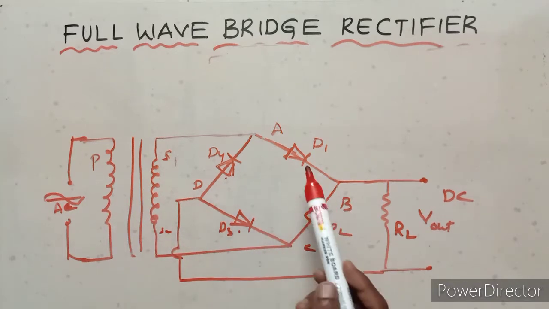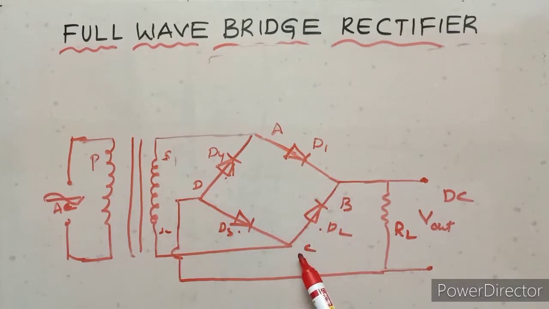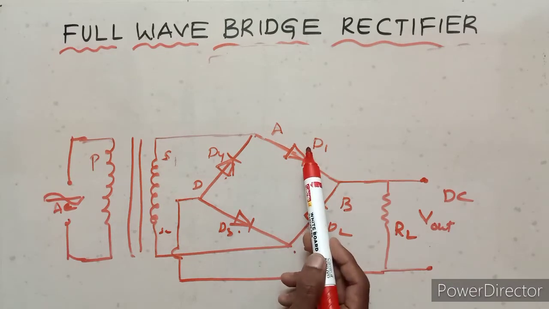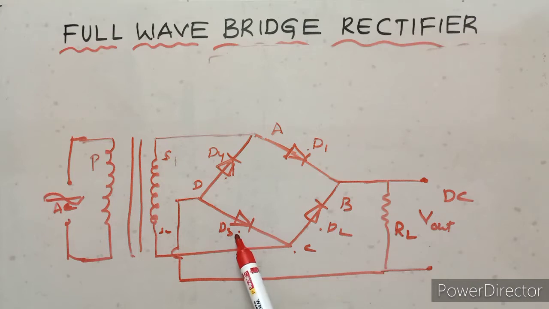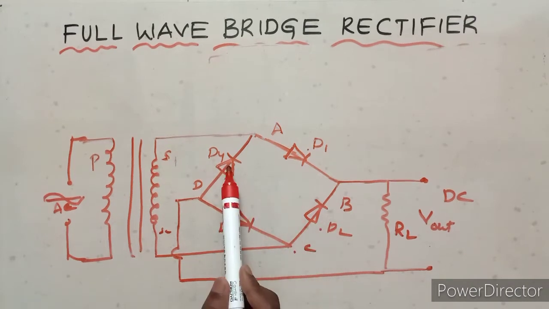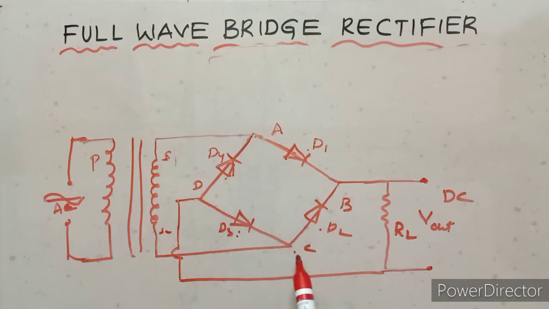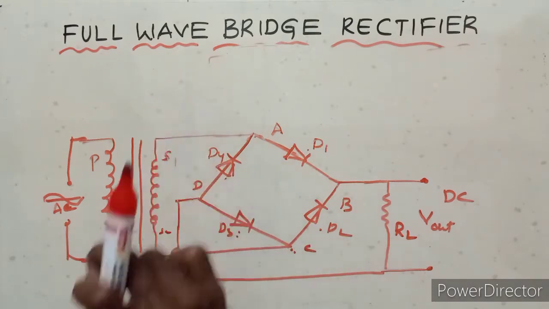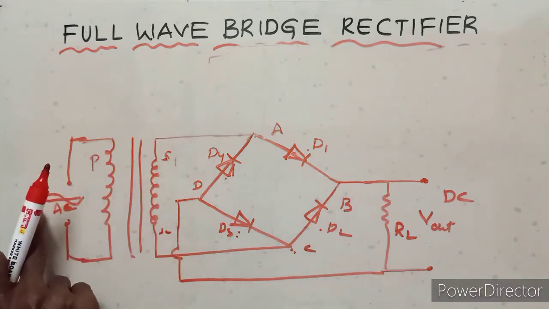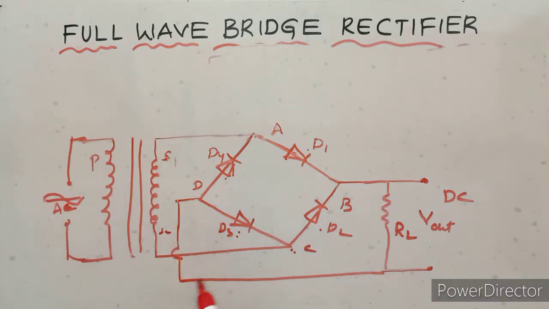In the circuit, A is positive and C is negative. So diodes D1 and D3 are forward biased and D2 and D4 are reverse biased. This is the positive potential, this is the negative potential. These two are connected to the secondary coil of the transformer. The primary coil is connected to the AC input voltage, and D and B are connected to the load resistance. This is the output voltage.